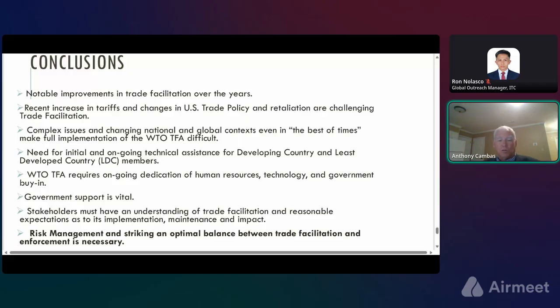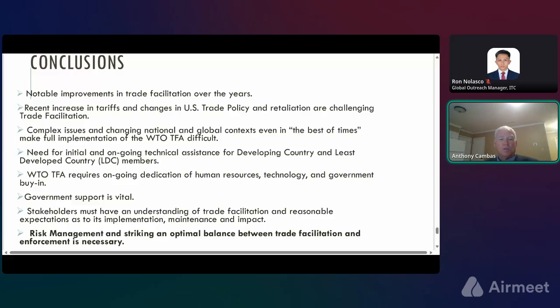All stakeholders, including the companies involved, must have awareness and also reasonable expectations around trade facilitation, its implementation and maintenance, and impact. And I'll just finish, and I highlighted that risk management, both internally in companies. Companies need to understand the risks. Is it tariffs? Is it non-tariff measures? Is it both? It's not the same now as it was in November, et cetera.